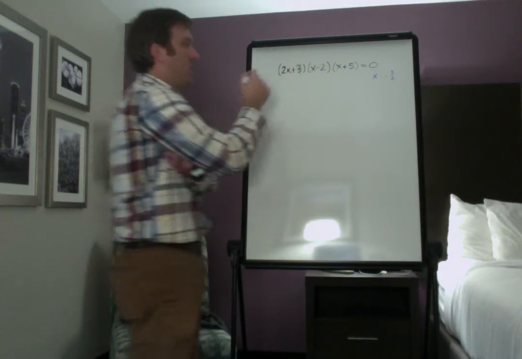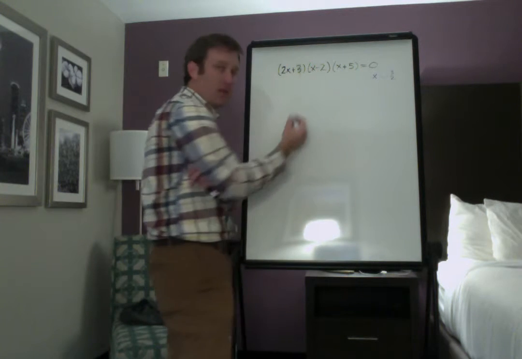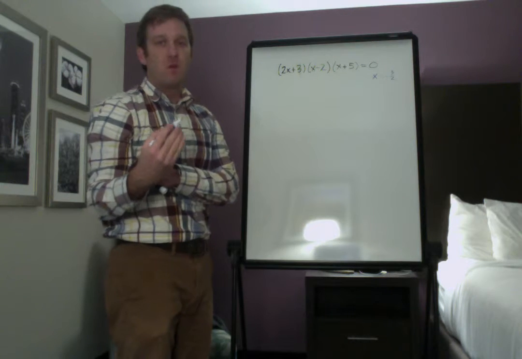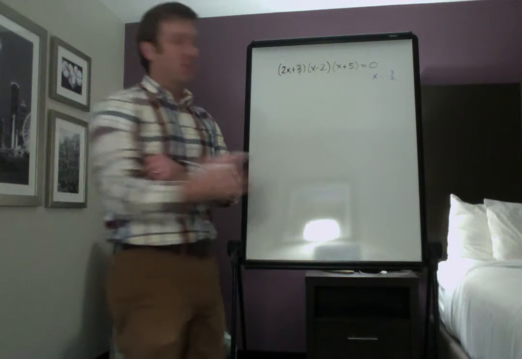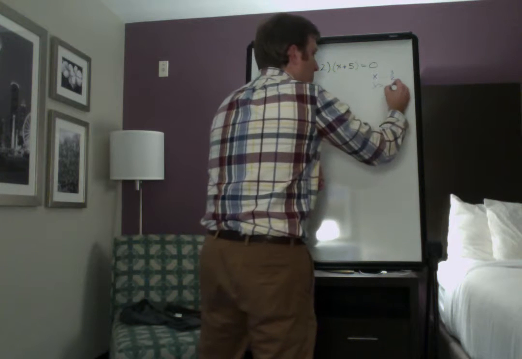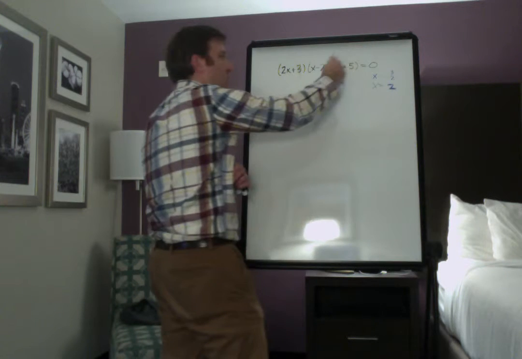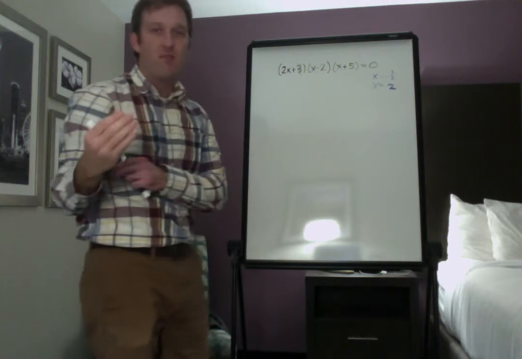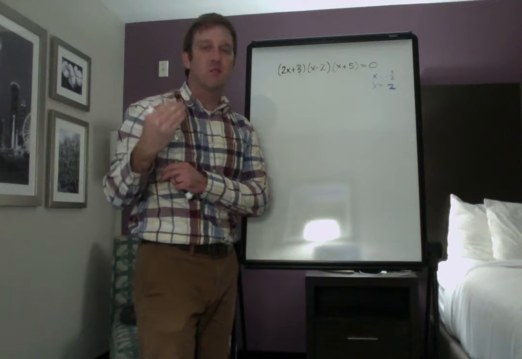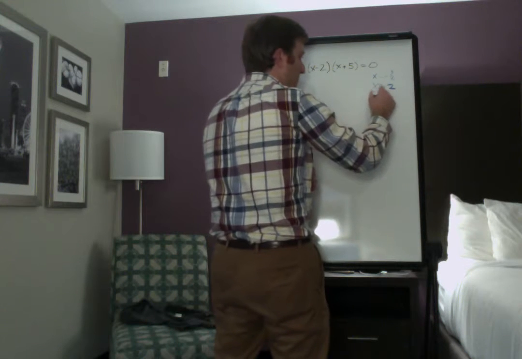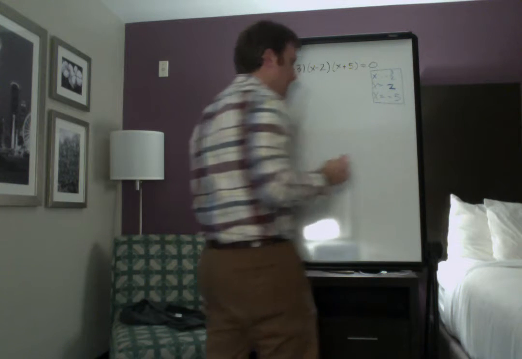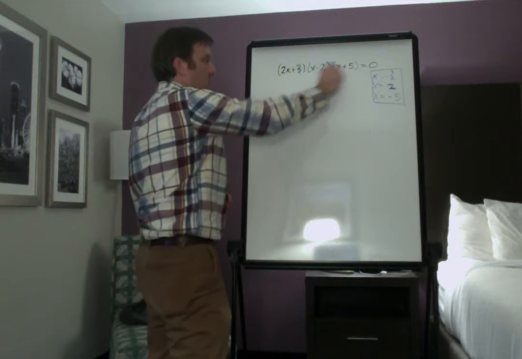Okay, then let's look at this binomial, x minus 2. What value of x would make x minus 2 into 0? Well, it would be x equals 2. Okay, so we'd say here x equals 2. That's one of our zeros. Okay, then finally, if we look at this binomial, x plus 5, what value of x is going to make x plus 5 into 0? Well, that would be negative 5. So x equals negative 5. So these are our three zeros. Okay? We know that because it's already factored.